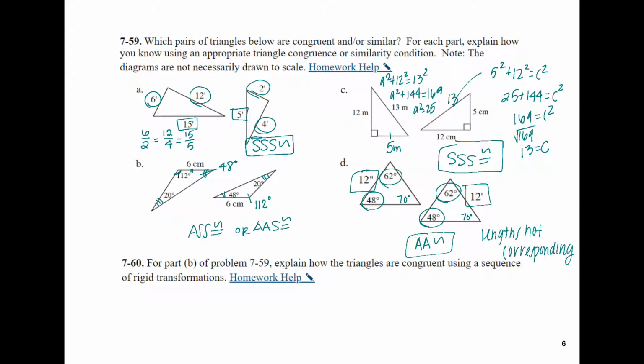7.60 says, part B of problem 7.59, explain how the triangles are congruent using a sequence of rigid transformations. So if we rotate this right triangle 180 degrees, and then translate to match that up, we can see that those are in fact congruent. So rotate 180 degrees and then translate.